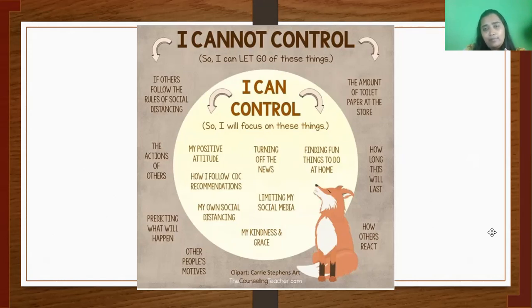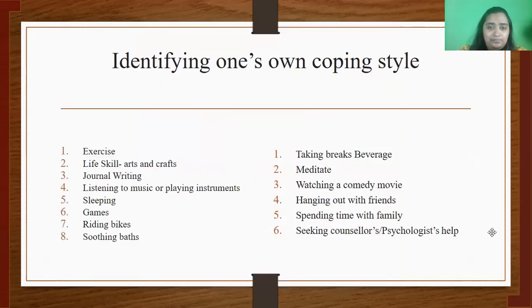But every time you are facing a stress, you try to categorize things into what I can control and what I cannot control, and try to focus on things that you can control, and definitely it is going to help you cope with the stresses.